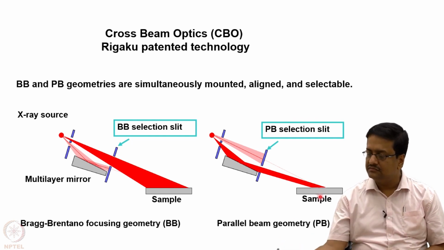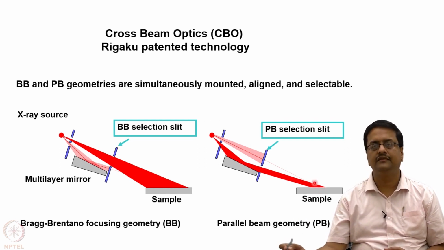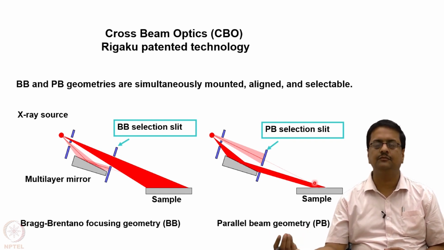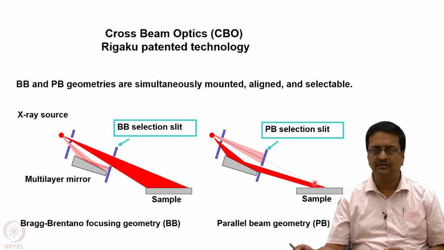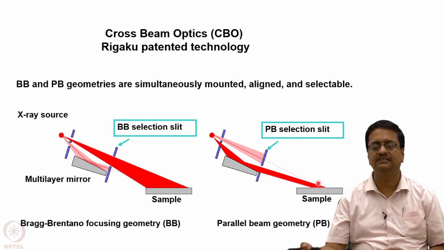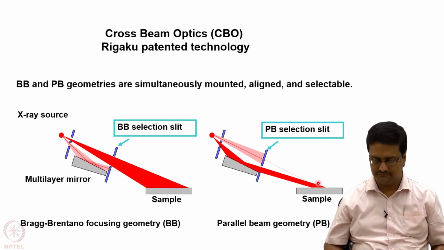So this parallel beam geometry is actually useful when you have a very small amount of sample and the rest of the sample plate is empty. So you do not want the sample plate also to diffract. So if you want the beam only to fall on your sample, we just localize the sample in the middle and do this experiment.